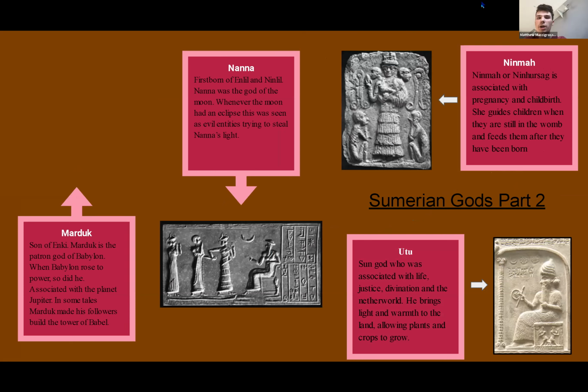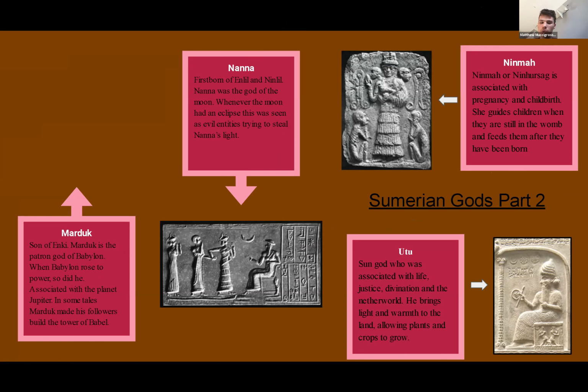Marduk was the patron god of Babylon, and basically his power was tied to Babylon's power. So as it rose in status, he did too. And he was also associated with the planet Jupiter. And he sometimes has been told as making his followers build the Tower of Babel, which is described in the Bible.